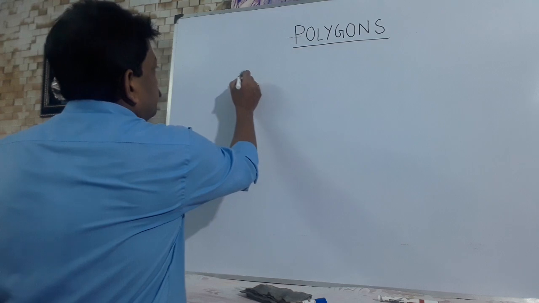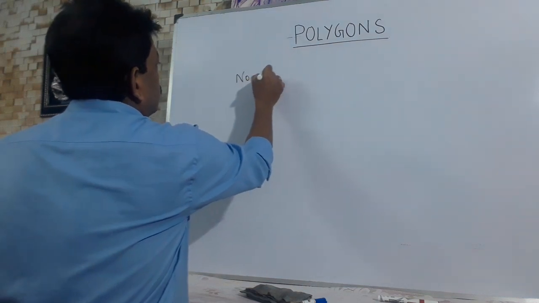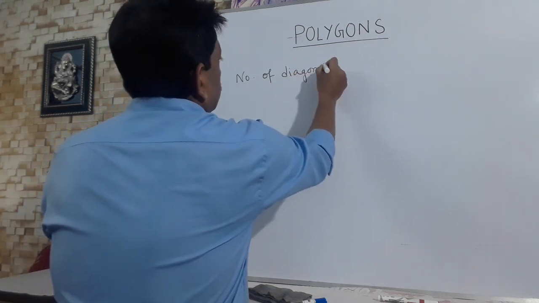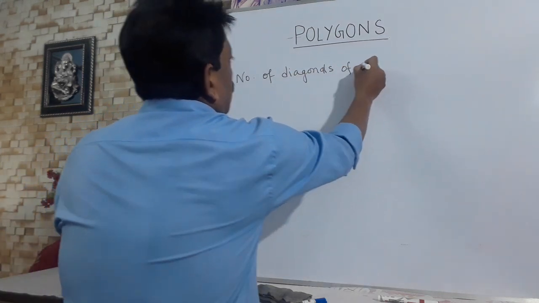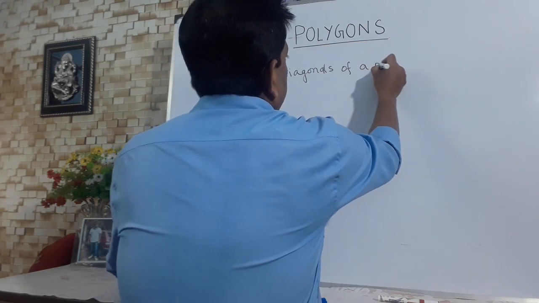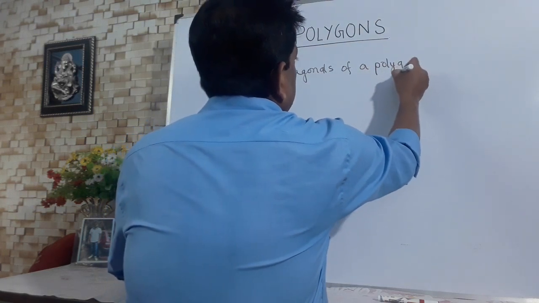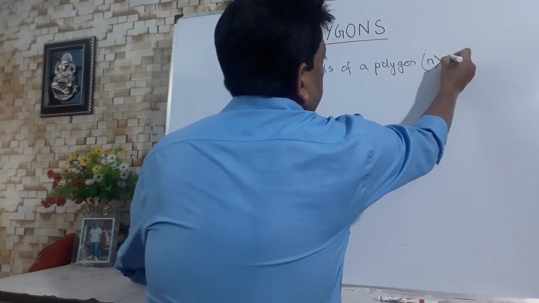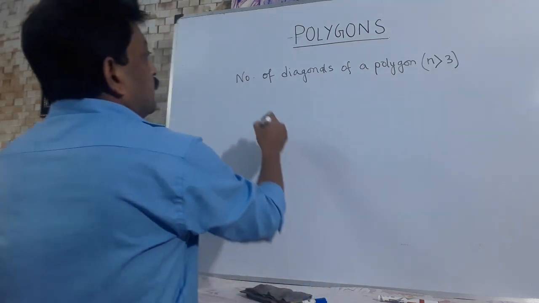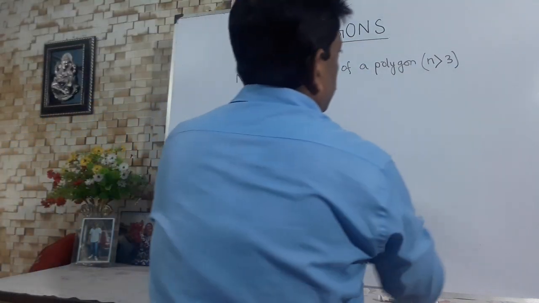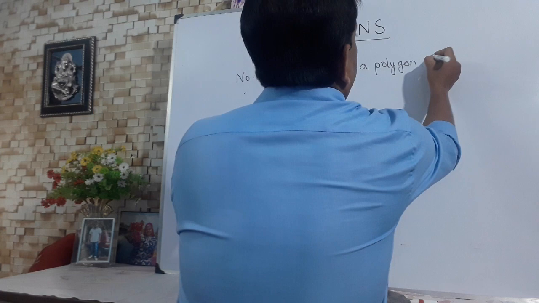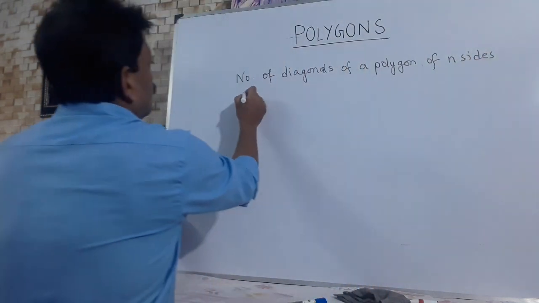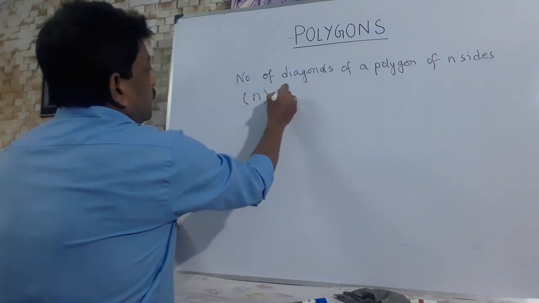The last one, number of diagonals of a polygon. Polygon of n sides, where n must be greater than 3.